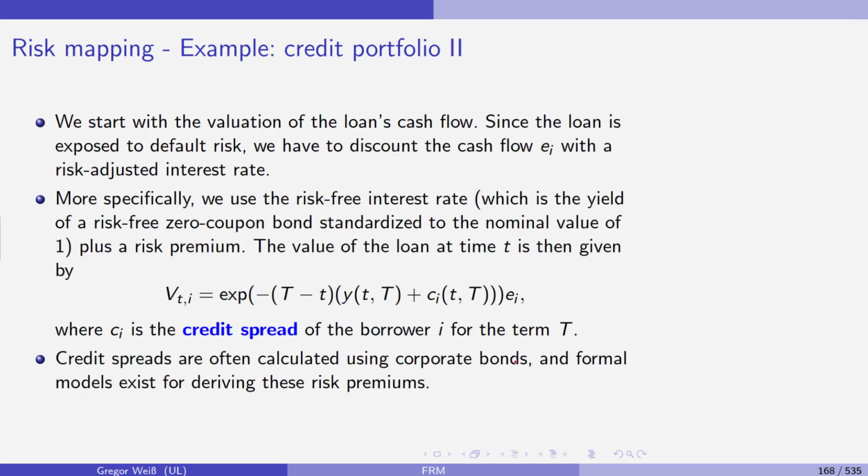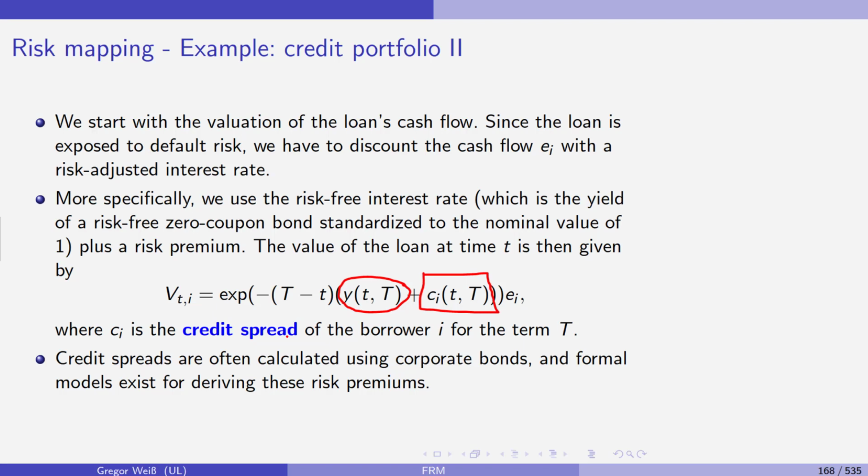So to start the valuation, we'll need to look at the loan's cash flow. The loan is exposed to default risk, and we have to discount the cash flow EI with the risk-adjusted interest rate. So more specifically, we use the risk-free interest rate plus a risk premium. And then the value of the loan is simply given by the exponential function of minus capital T minus t, times the yield, that's the risk-free part, plus CI, that's the loan-specific credit spread, the risk premium we are putting on top of our risk-free rate.